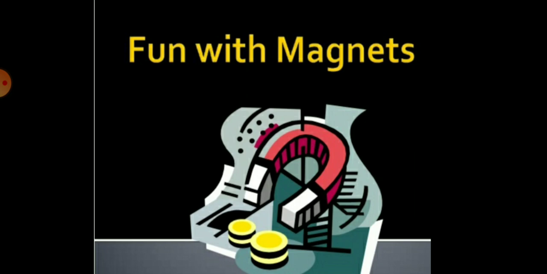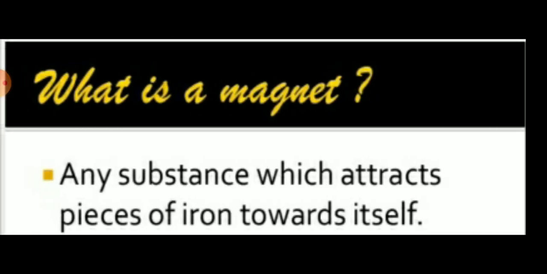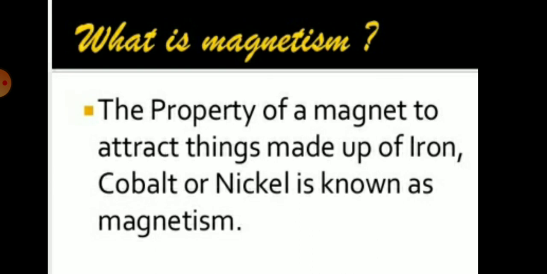So children, first we should know what a magnet is. Simply, any substance which attracts pieces of iron towards itself is called a magnet. And what is the property of magnetism? The property of a magnet to attract things made of iron, cobalt or nickel is known as magnetism.